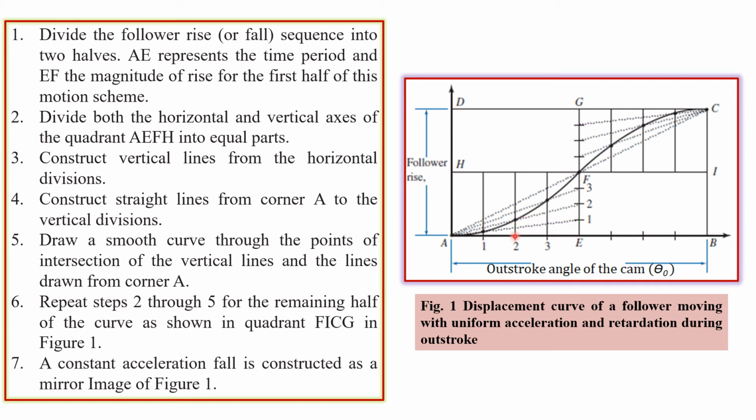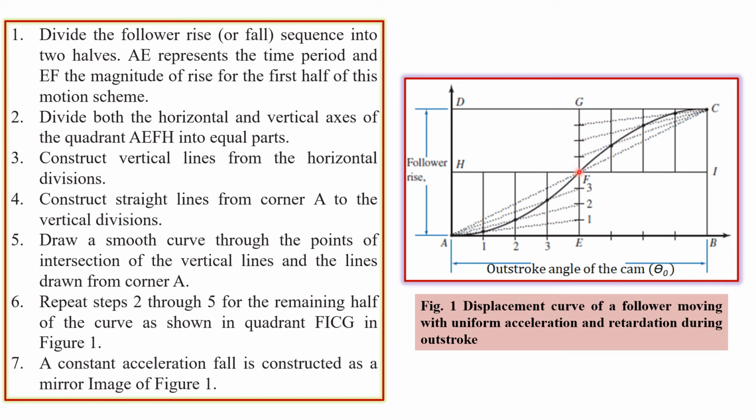line A1 with the first ordinate is marked here, this particular location. Then intersection of the line A2 with the second ordinate is here. Intercept of the line A3 with the third ordinate is here, and the intercept of the line AF with the fourth or the central ordinate is at the point F itself. So we just mark these intercepts here, here, here, and at point number F, and we join all these points by means of a smooth curve. So this is going to be the displacement curve for the follower during its first half of the outstroke.